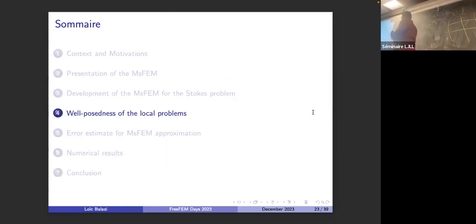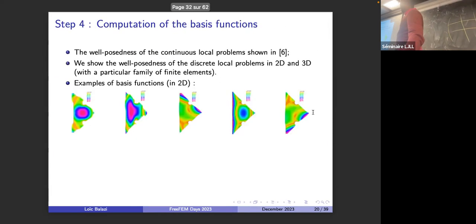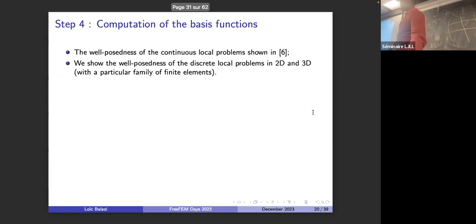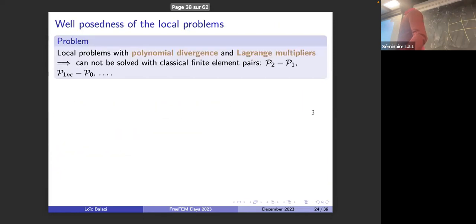Now, I will focus on the well-posedness of the discrete local problem. That is the main part of my thesis. And I will recall that the local problem is defined by this. So to solve the local problem, I have said that the local problem has a polynomial divergence and Lagrange multipliers. So in each element, we cannot solve the local problem using classical finite element methods, let's say P2 P1 for Stokes, or Crouzeix elements. So this has been a big problem.